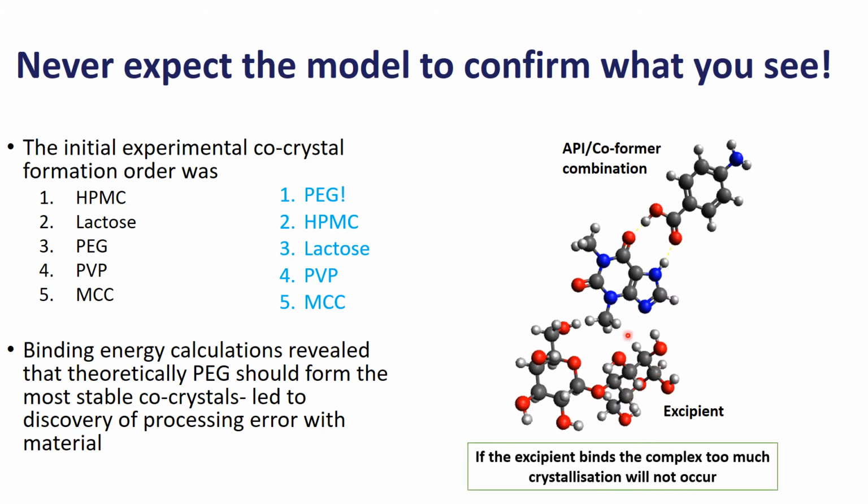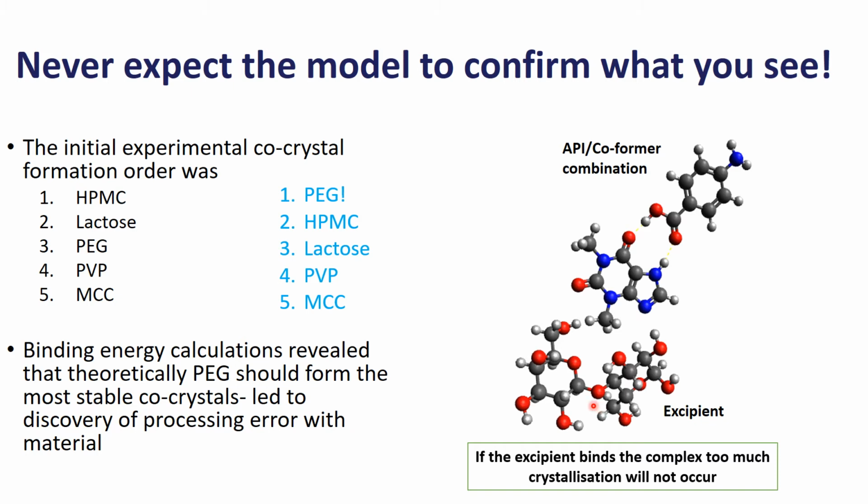So we were looking at the binding energies. We were trying to see if any strong interactions occurred between the API and co-former molecule, looking at various different configurations to see if they would bind strongly to the excipient molecules. Because if the excipient binds to the co-former and the API at the start of processing, then it won't be able to interact with the other API co-former complexes to form a co-crystal. So you have all these molecules, but if they're all sticking together at the very, very start of the process because they have very high binding energies, then you're not going to get your nice co-crystals at the end.